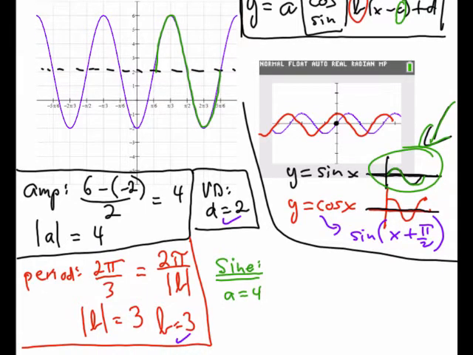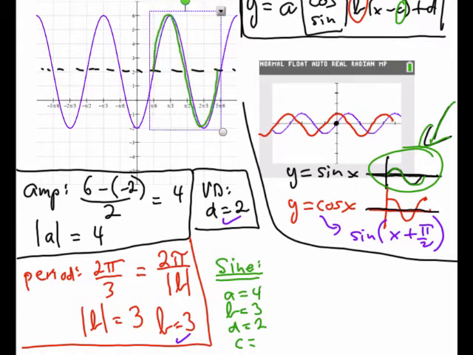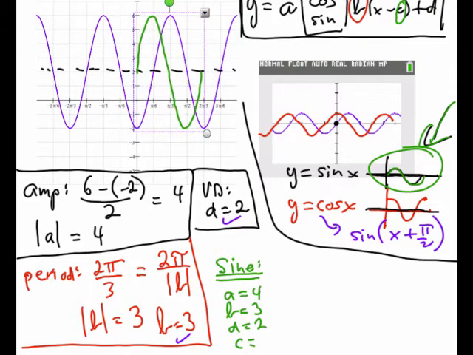So A is 4. We know that B is 3. We know that D is 2. And now here comes my determination of C. The graph that I've identified has already been shifted horizontally. So if I bring it back to its starting point, its core point, like right here, remember I'm thinking of this as my origin because we've already determined that there's a vertical displacement up 2.